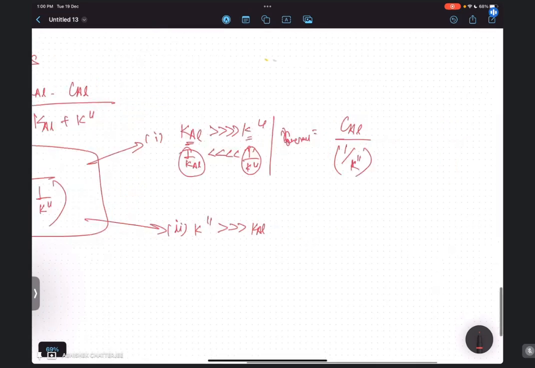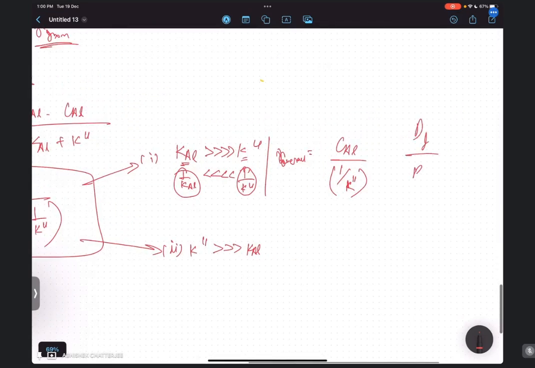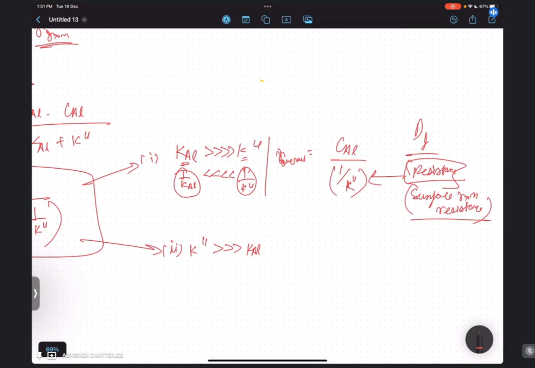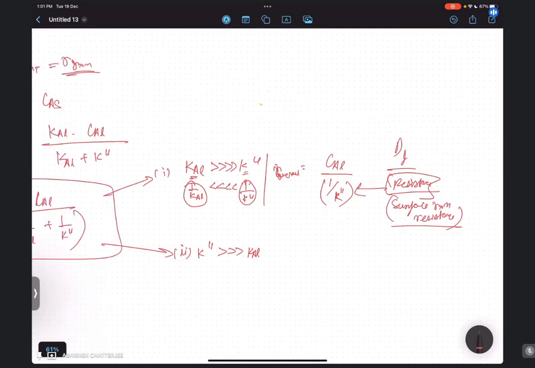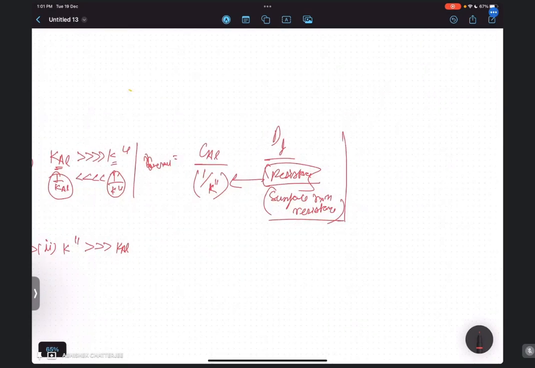This is nothing but your driving force divided by resistance. And what is this resistance? This resistance is known as your surface reaction resistance. And from this only we say that our reaction is surface reaction controlled.